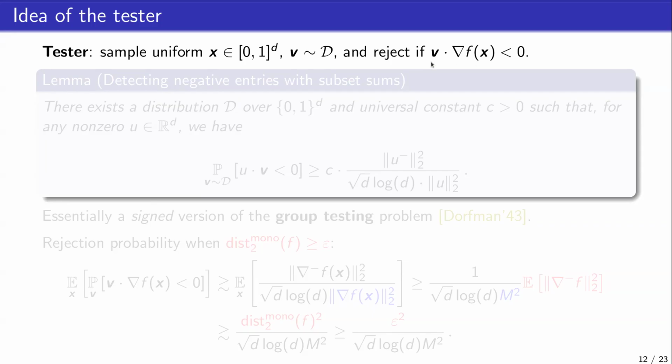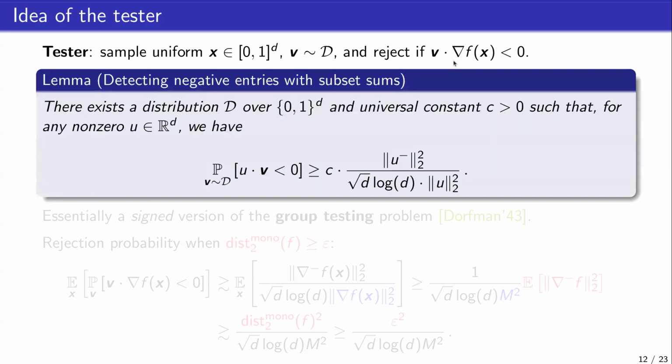So our task is to show that if f is far from monotone, then we're going to witness one of these negative derivatives with some reasonable probability. And to argue this, I use this lemma, which I'm calling detecting negative entries with subset sums.